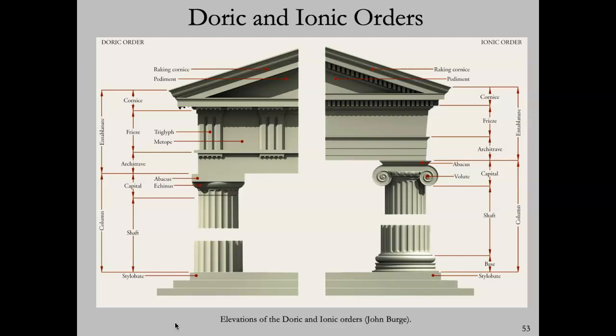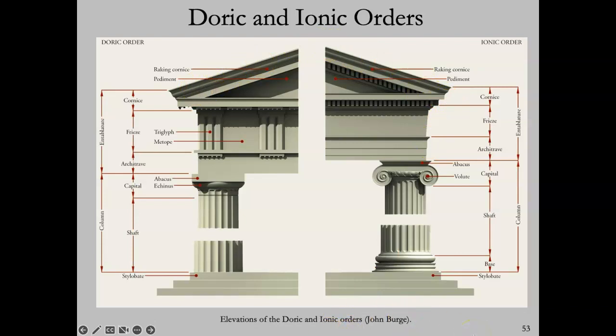And I'm showing you here some basic diagrams so that you can see that there were some ingredients or architectural terms that define each of these orders. And they share some elements. For example, you can see that they are both post and lintel construction. So of course the column is the post and the lintel is the entablature. We call it the entablature here. And they are both topped with a sloping roof, which creates a triangle called a pediment.